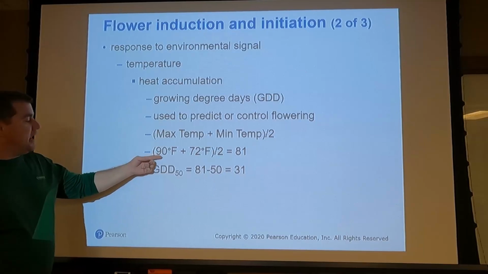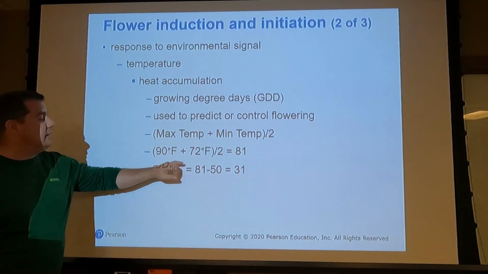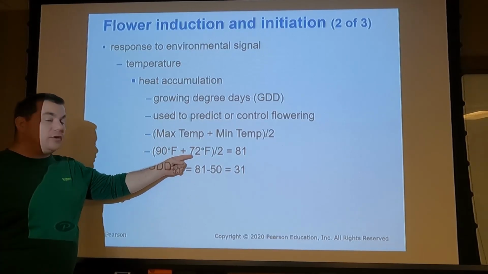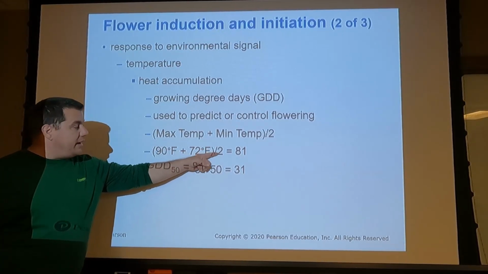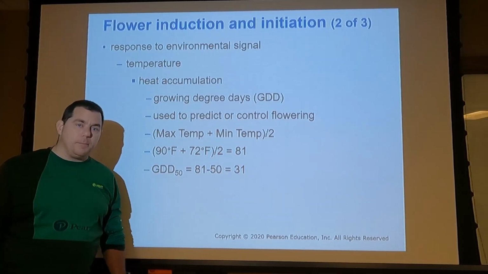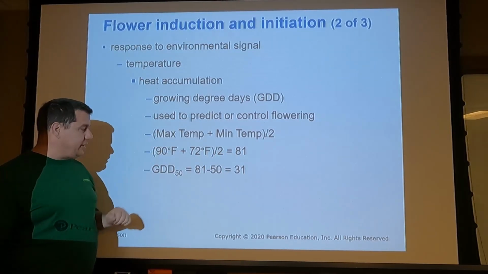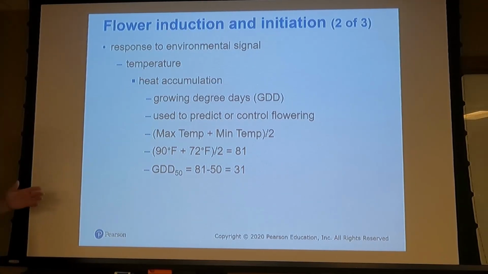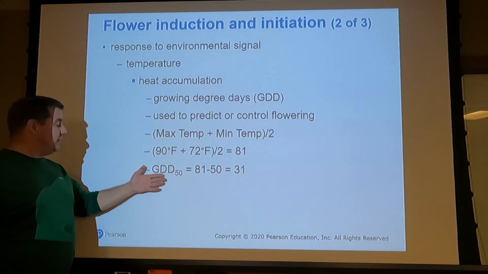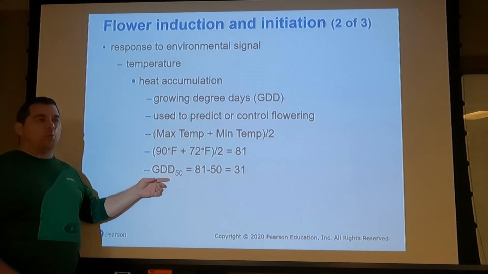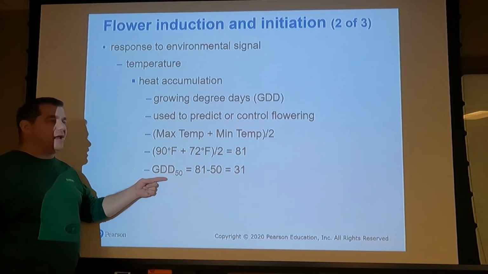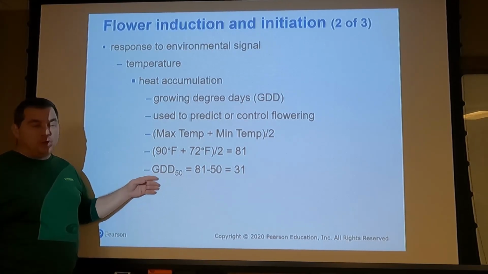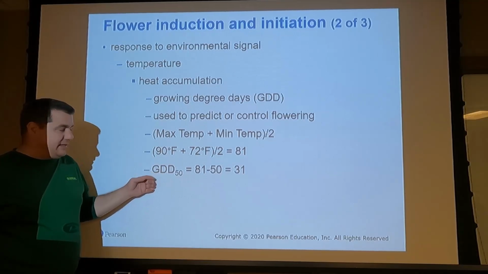And so if the high is 90 degrees and the low is 72, 90 plus 72 is 162. Divided by 2 equals 81. The basic math calculation there. Depending on the crop, you might have this standard of where we measure how many growing degree days we have. So you'll typically either see this as growing degree day 50 or maybe growing degree day 60.